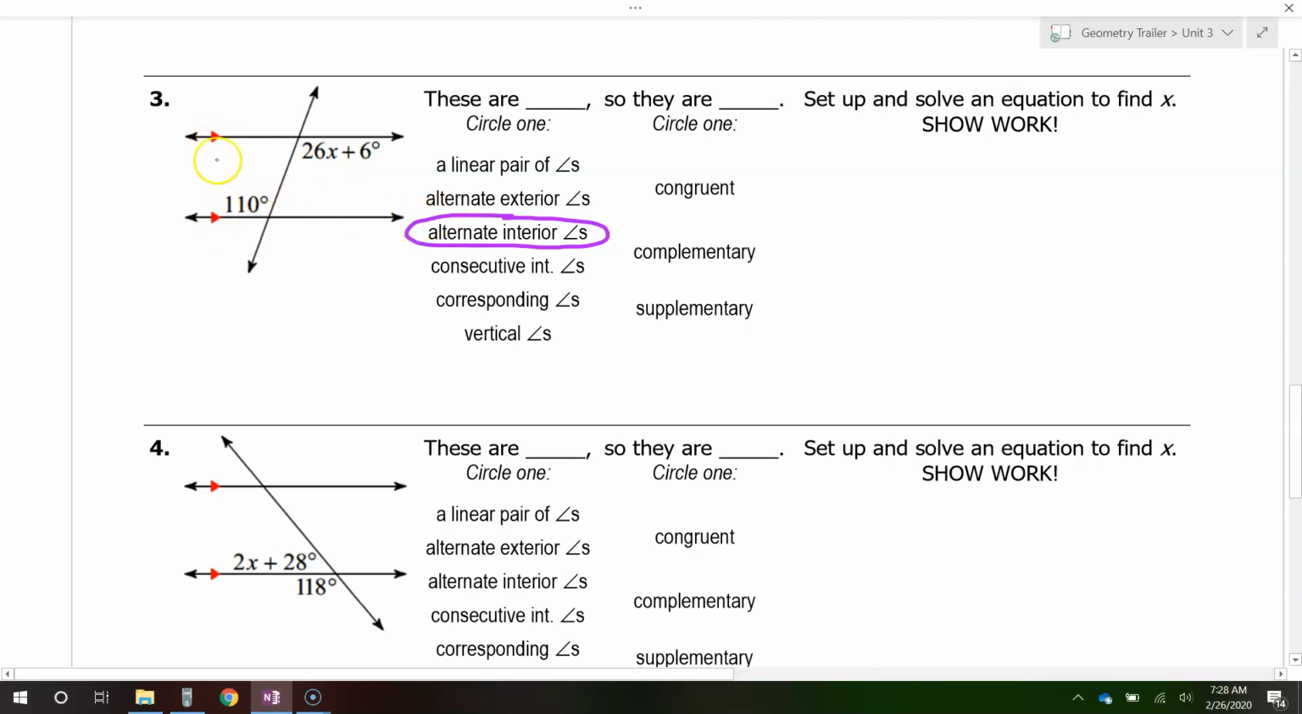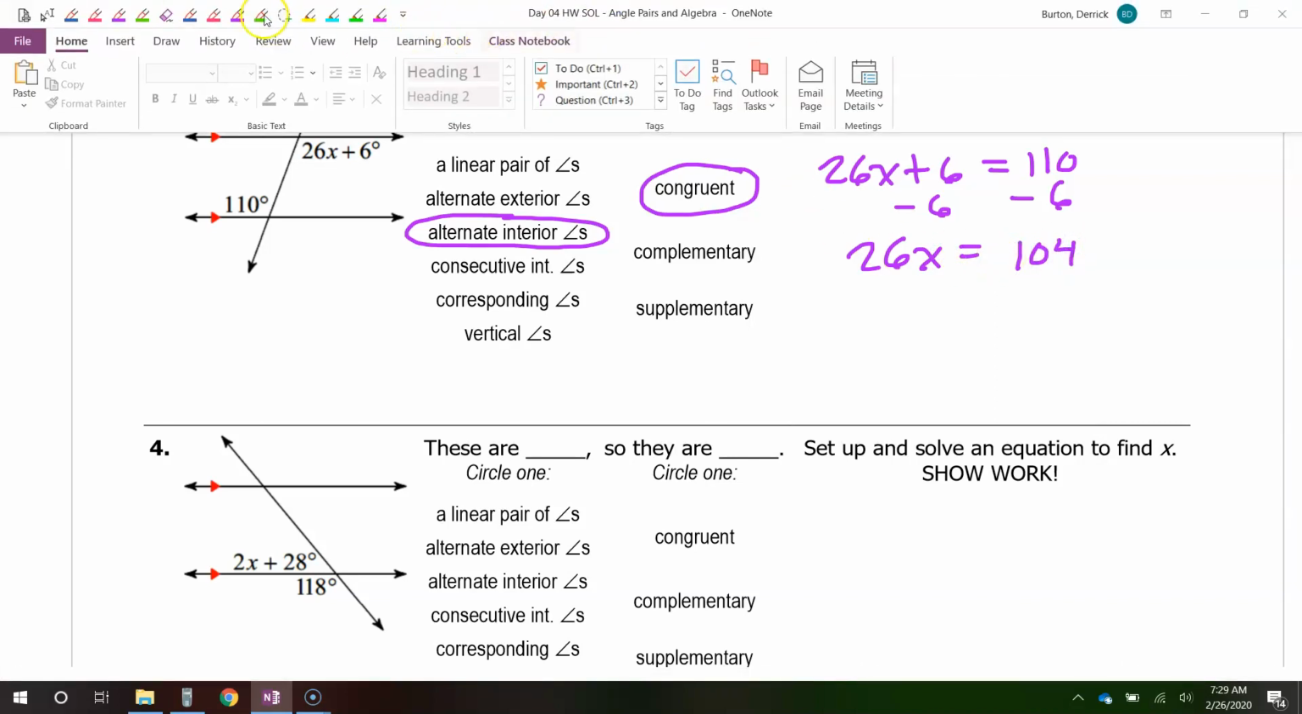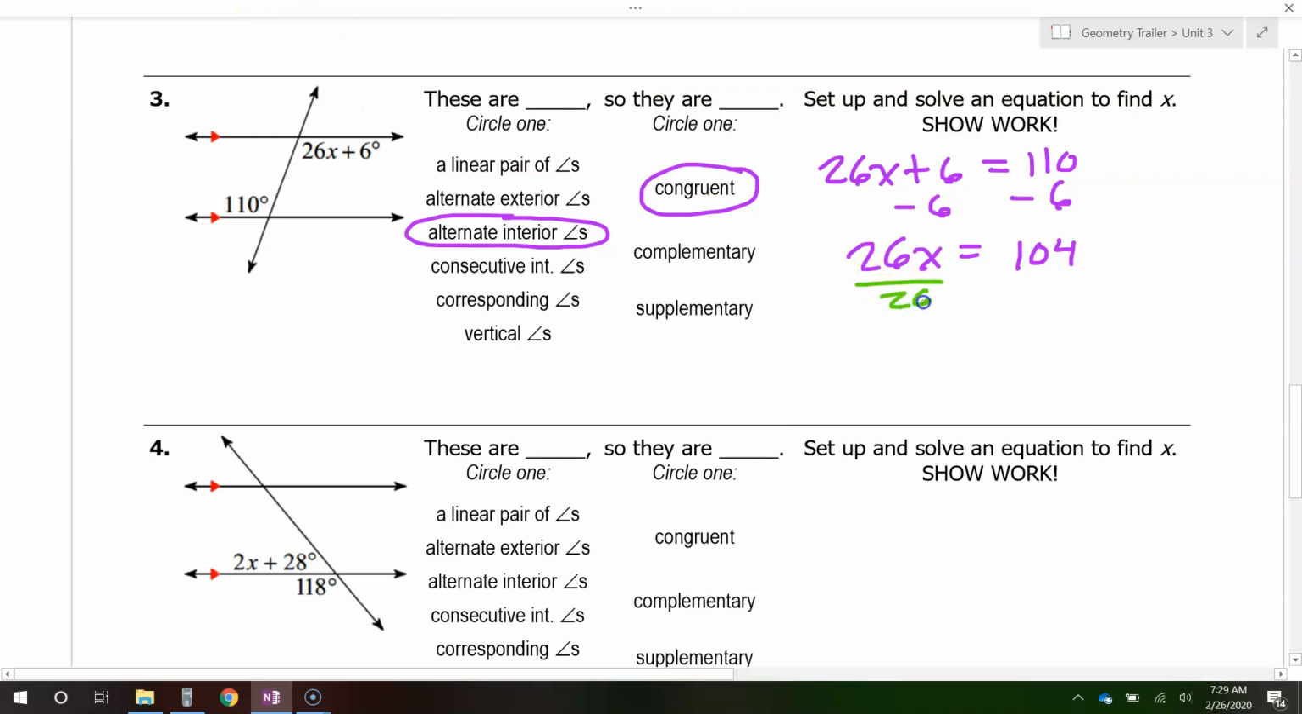And these little red arrows mean that the lines are parallel. So if the lines are parallel, then they are going to be congruent. Alternate interior angles are going to be congruent. All right, which means that these two are going to equal each other. So that means that 26x plus 6 should equal 110. And to solve this, we would subtract 6 from both sides. So that'll give us 26x is equal to 104. And then we will divide both sides by 26.